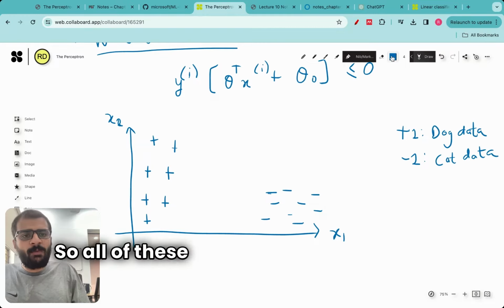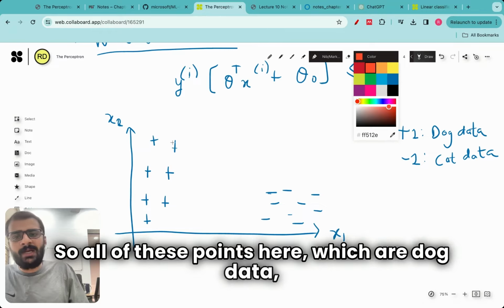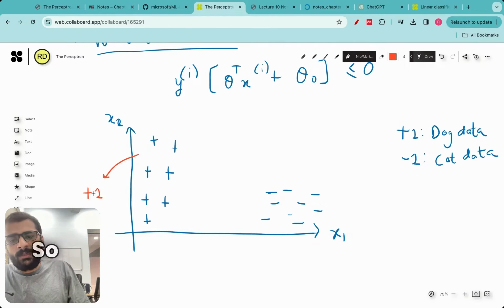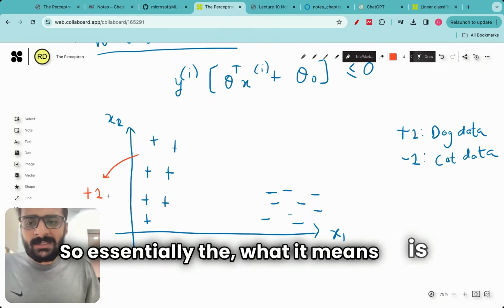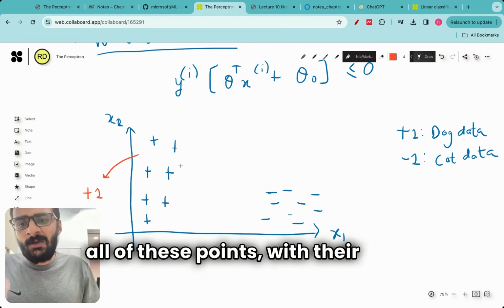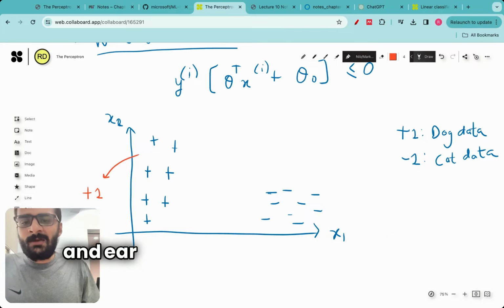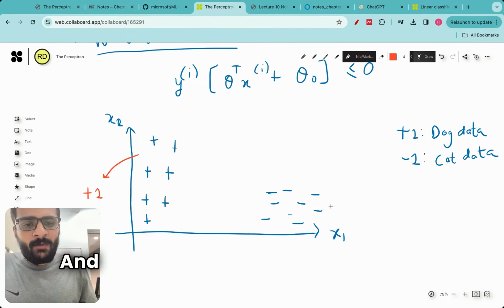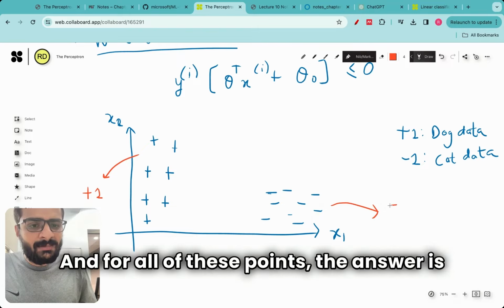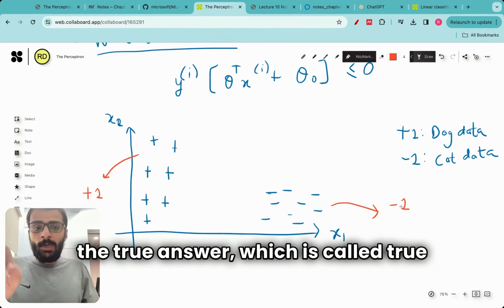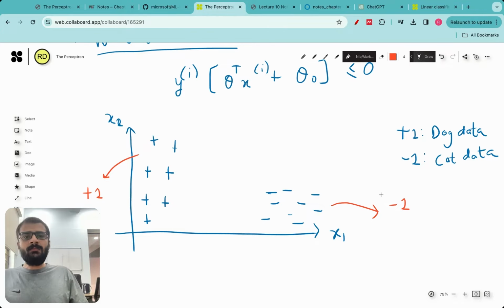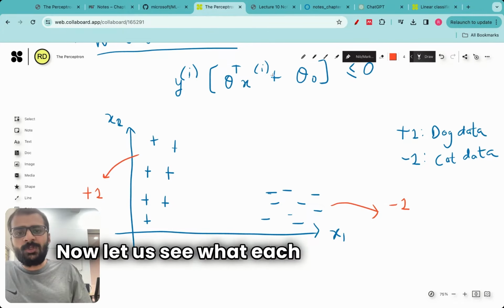So all of these points here which are dog data, their true y value is equal to +1. Essentially, what it means is that for all of these points with their given whisker length and ear flappiness index, the answer is +1, which means that they are a dog. And for all of these points, the true answer, which is called the true label, is -1, which means they are cats. Now let us see what each of these things mean.